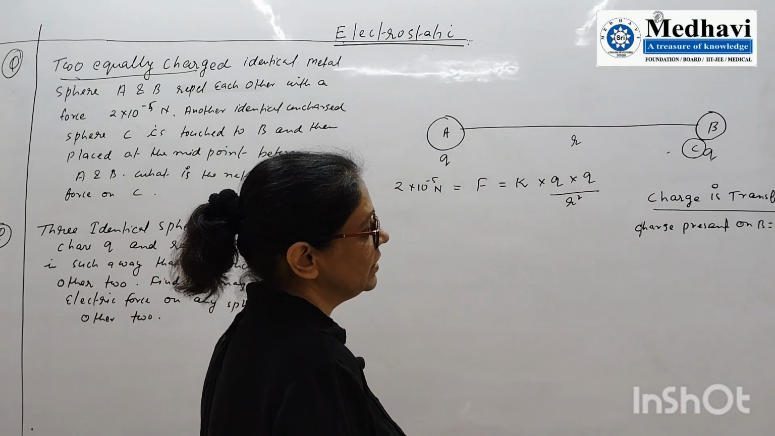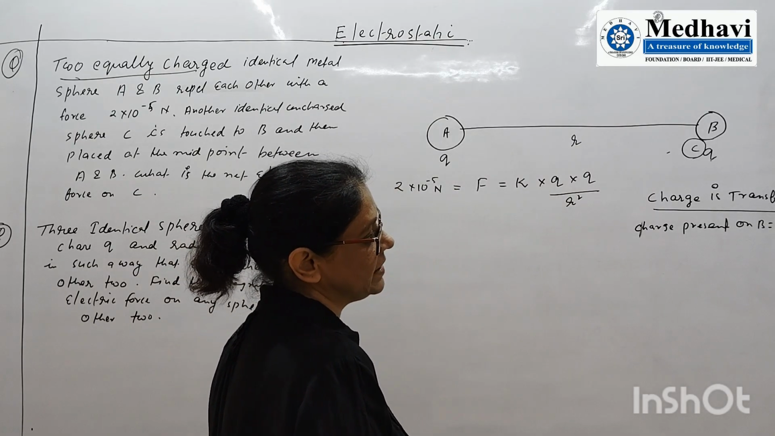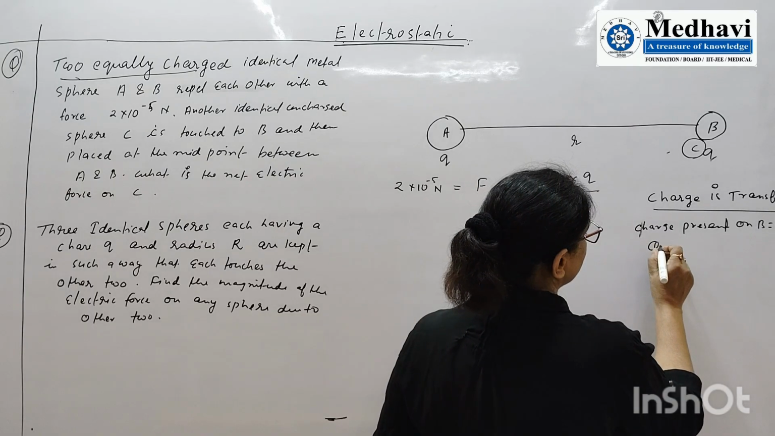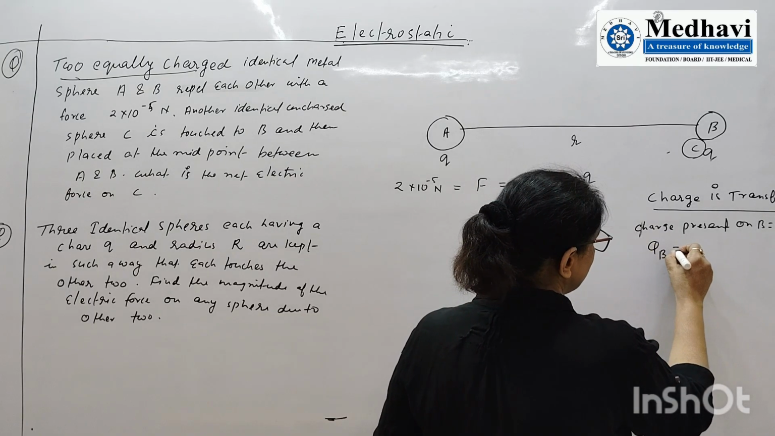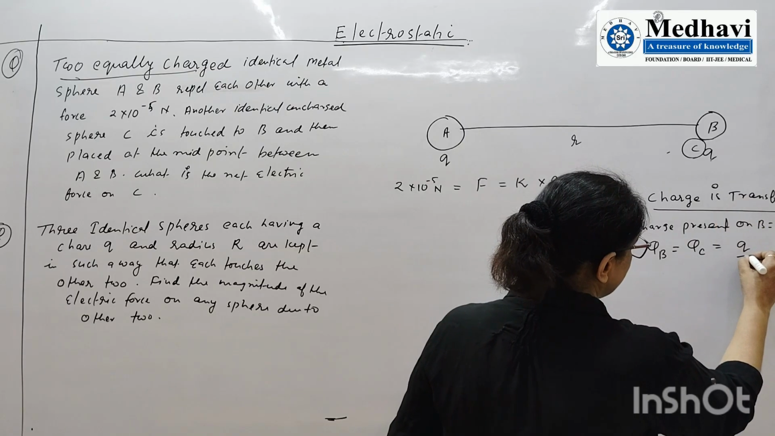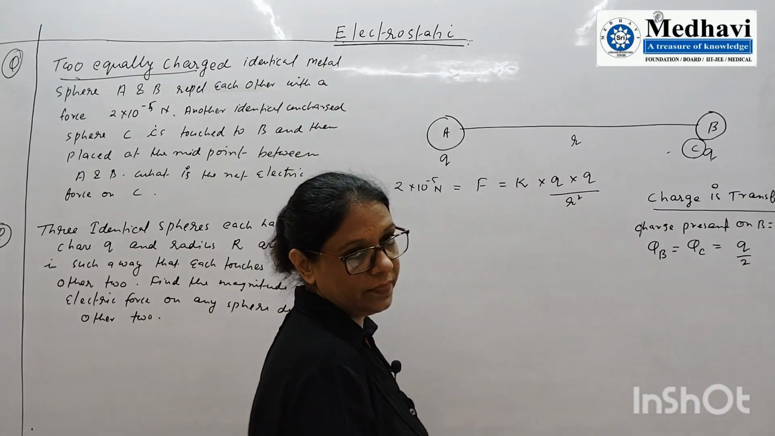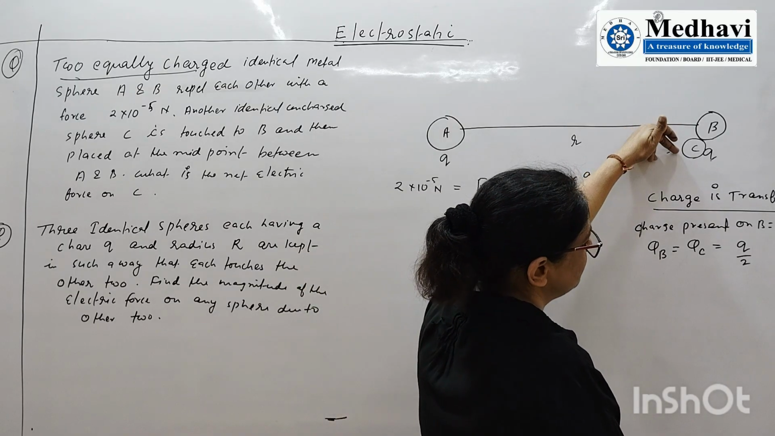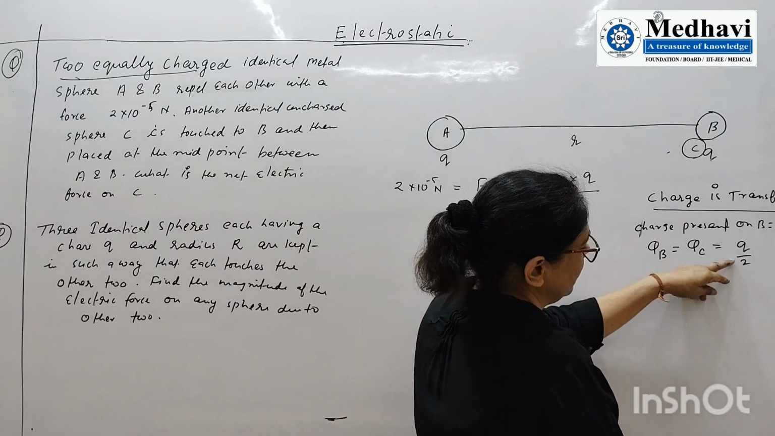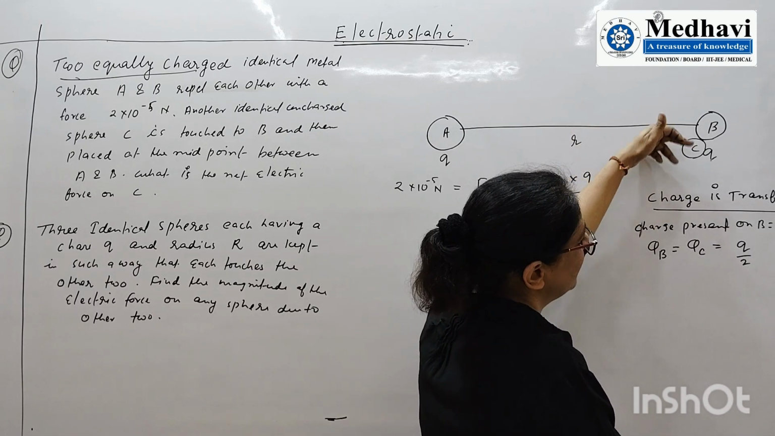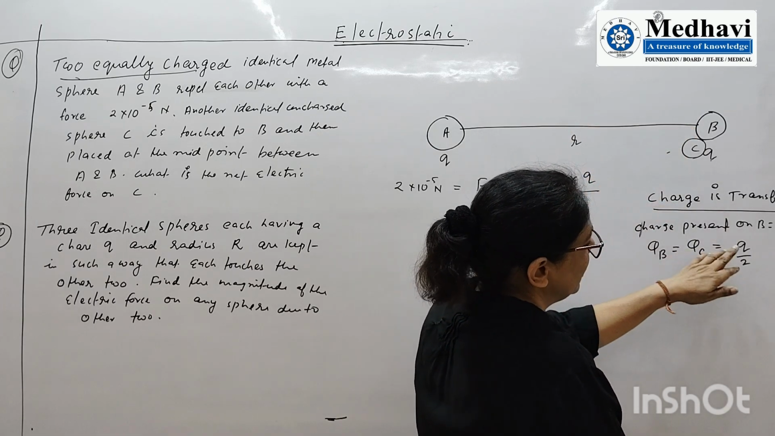After touching, some charge of B is transferred to C, or we can say that the charge present on B must be equal to the charge present on C, and that is Q by 2. Because this is the formula: charge present on this plus charge present on this, divided by 2. After sharing, that is after touching, the charge on B and C will be Q by 2.